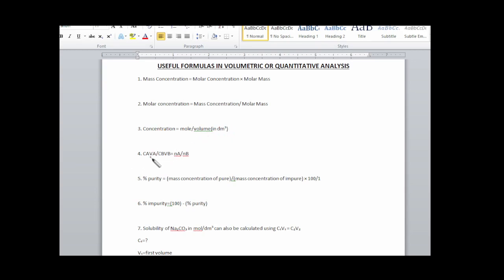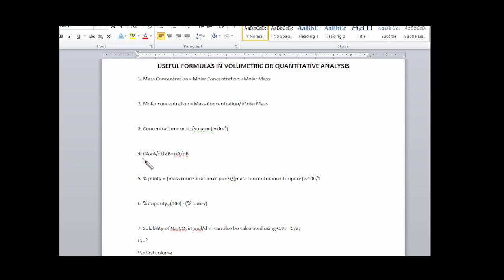And number 4, we'll be having CAVA divided by CBVB equals NA over NB. That is concentration of acid times volume of acid divided by the concentration of base times the volume of base. That equals the number of moles of acid divided by moles of base. So we have CAVA divided by CBVB to give us NA over NB.